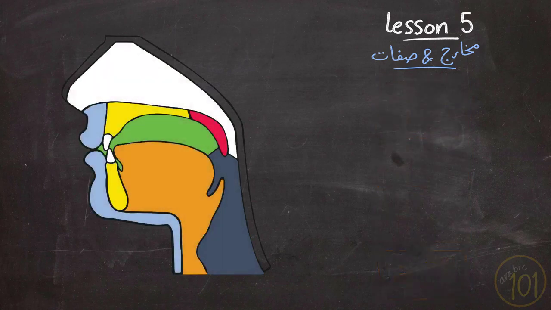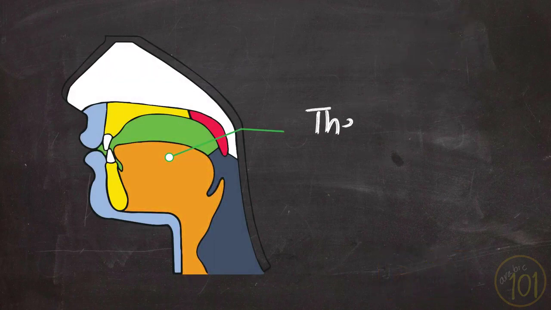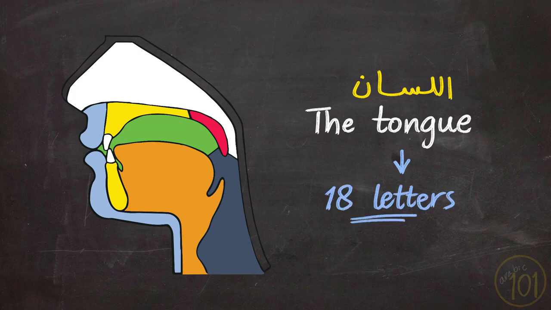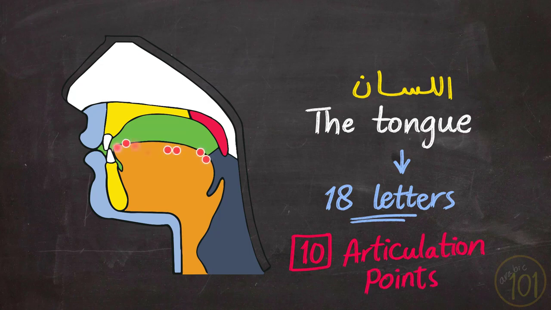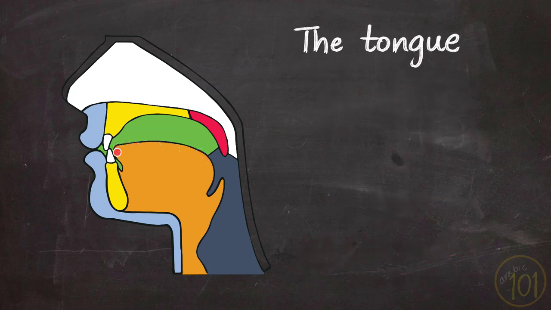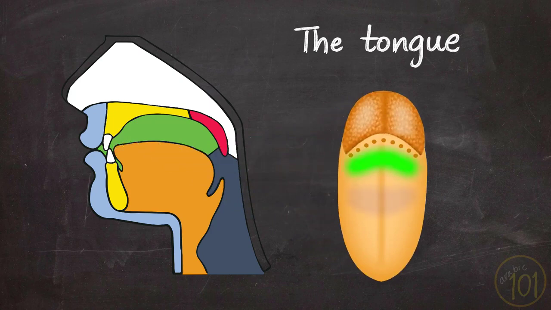In this lesson, we'll start tackling a new area of articulation, which is the tongue. As a matter of fact, the tongue produces the most sounds. In fact, there are 18 letters that are produced from the tongue through 10 different articulation points, or makharij. To study these sounds easily and effectively, the tongue is divided into 4 areas. Each area has one or more articulation points.